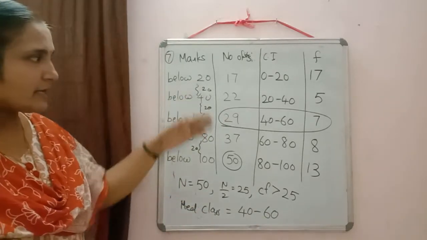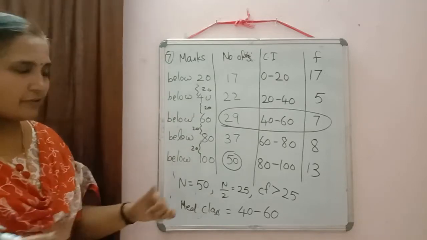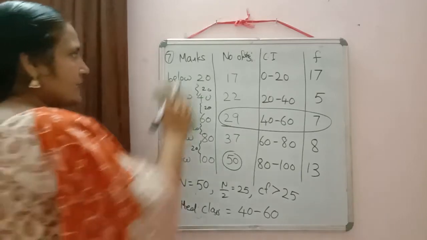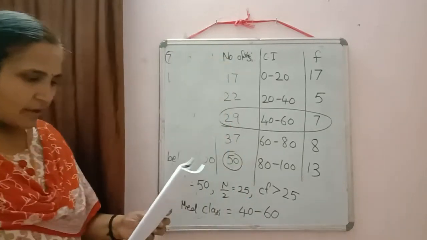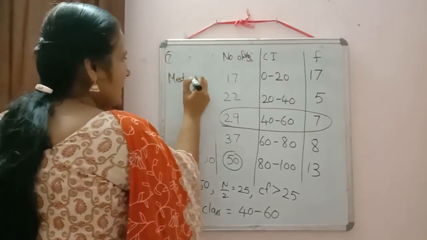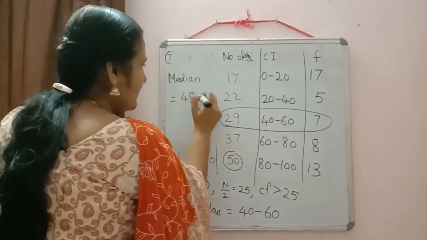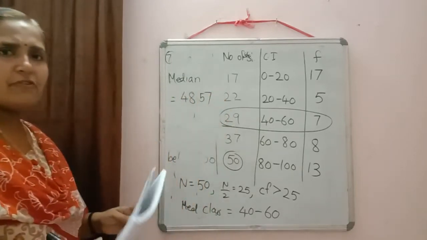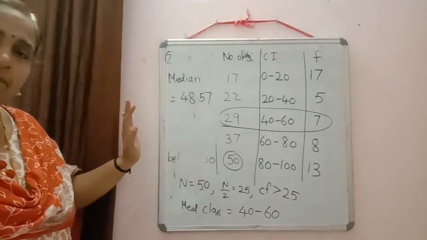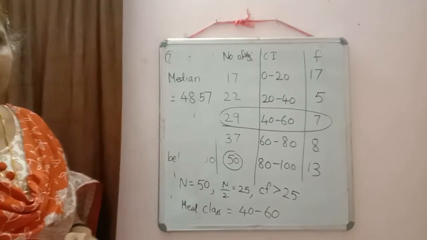Now I think the rest of the calculations you can do by yourself. So all of you solve this one, and after solving you will get the median is equal to 48.57. You don't have to write till 2 decimal places. Even 1 decimal place will be enough. So just check whether you are getting this answer or not.